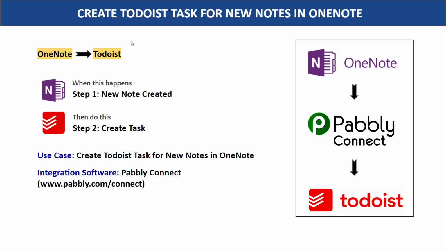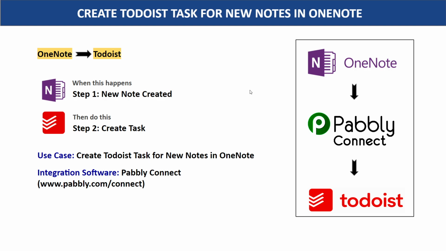Hello everyone. So in this video we will learn how to create Todoist tasks for new notes in OneNote. Imagine you have created a note in OneNote. Now your idea is to create a task in Todoist from the data of this note. So here you have two choices. The first choice is to copy all the details from OneNote, sort it out and manually create a task in Todoist. Now the problem with this approach is it's actually very repetitive and tiresome.